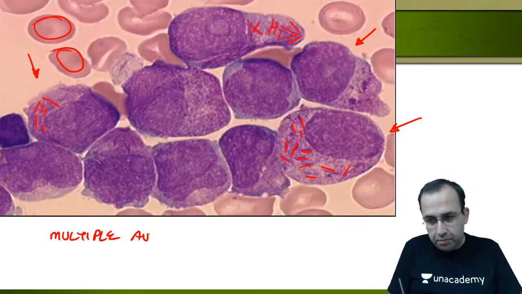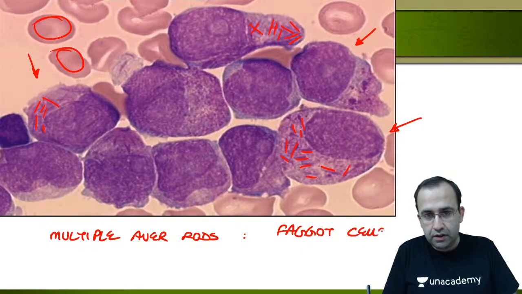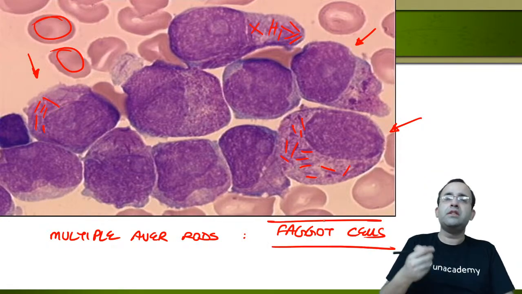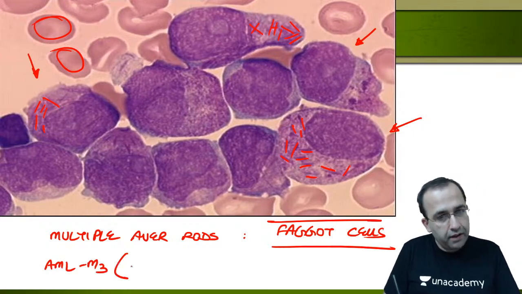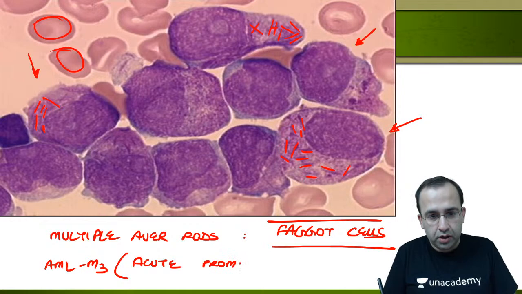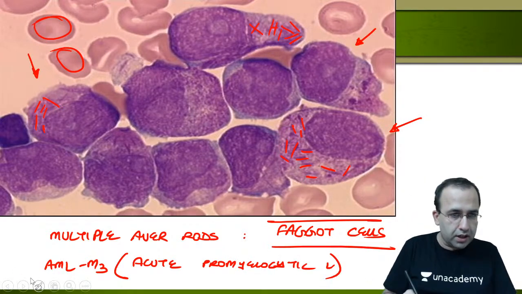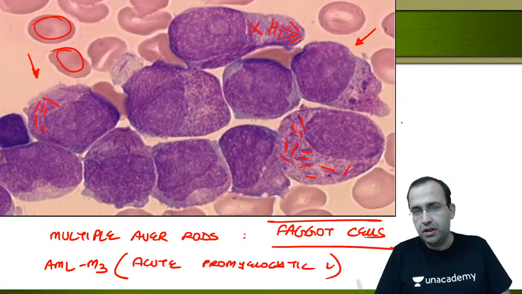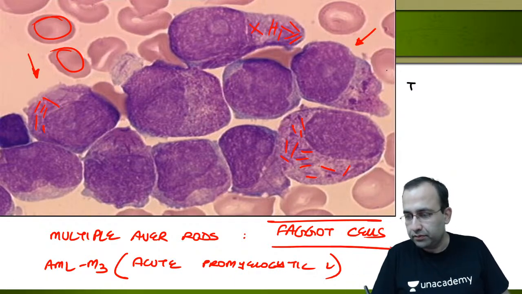Cells with multiple Auer rods are called faggot cells. Cells with multiple Auer rods, they are called faggot cells. Faggot cells seen in AML-M3, that is acute promyelocytic leukemia. Everybody knows the translocation and the fusion transcript associated with this. Answer. Translocation in AML-M3. Answer.